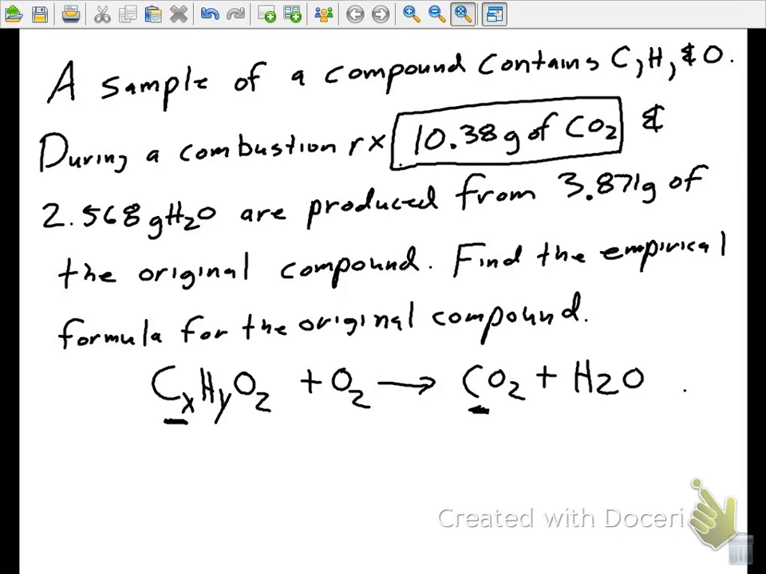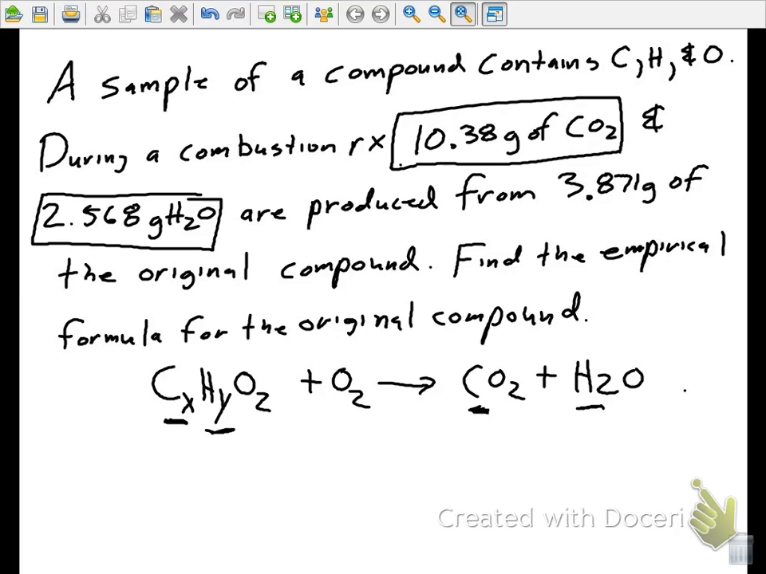Okay? So, we get back to this. We can figure out the grams of carbon, right? Okay? Now, over here, we can figure out the grams of hydrogen in the original. Okay? Because we can do the same thing with this amount of water being produced. So we can take the grams of H2O, we can find the grams of H's.